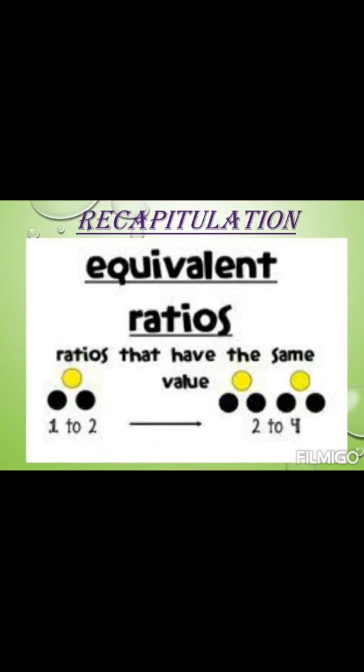Next topic is equivalent ratios. Equivalent ratios can be obtained by multiplying or dividing both the terms, the antecedent and the consequent, means A and B, by the same non-zero number. If we have to find out the equivalent ratio of 1 is to 2, then with numerator and denominator, or we can say with antecedent and consequent, we have to multiply 2. Then it will come as 2 is to 4. Like this, we can find out many equivalent ratios.